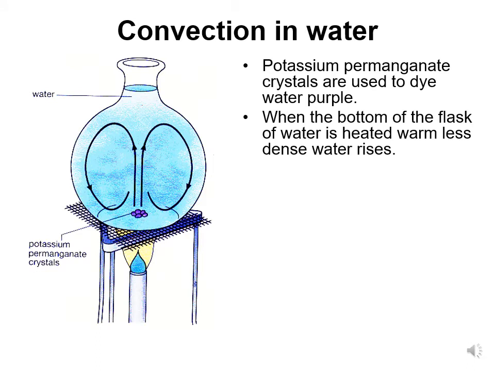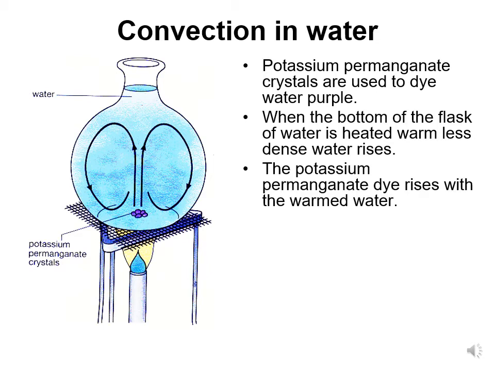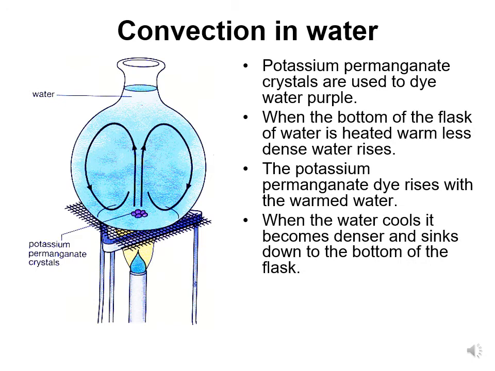Okay, so when the bottom of the flask of water is heated by the Bunsen burner, what happens is that the cold water becomes warmer. And because of that, the molecules of water begin to get further apart, begin to become less dense, and begin to rise. And therefore, the potassium permanganate dye will also rise with the warm water. So you can see at the start, potassium permanganate is at the bottom of the container. As we heat it, it begins to move up the container. Okay, so when the water cools, it becomes denser at the top, and again, the water will begin to sink to the bottom again.